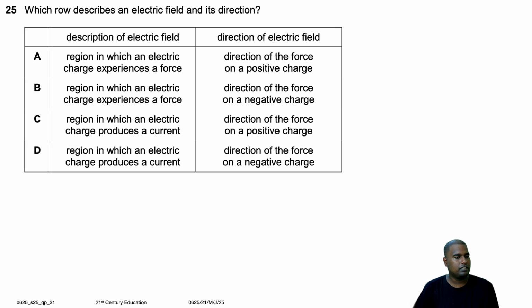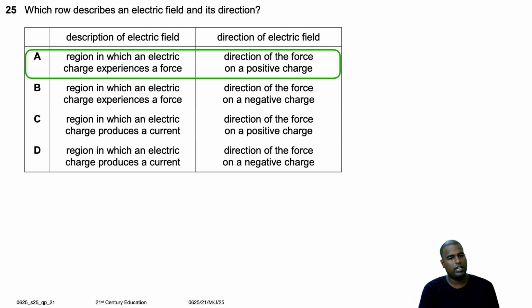Which row describes an electric field and its direction? Okay, it's a definition. The description of an electric field is a region in which an electric charge experiences a force. The direction of the electric field is the direction of the force on a positive charge. So option A.